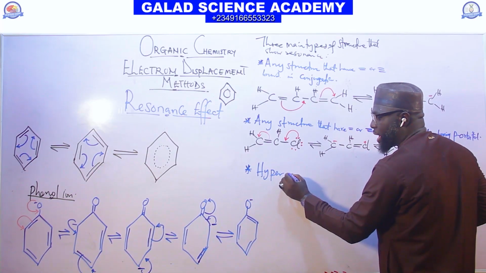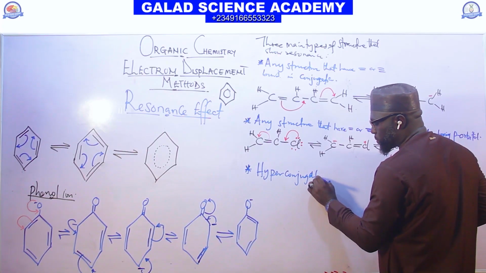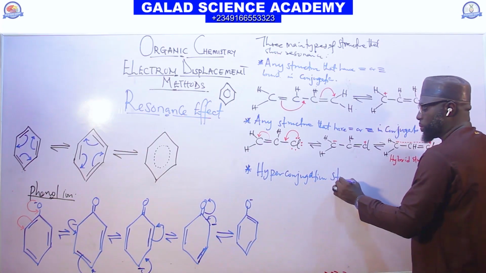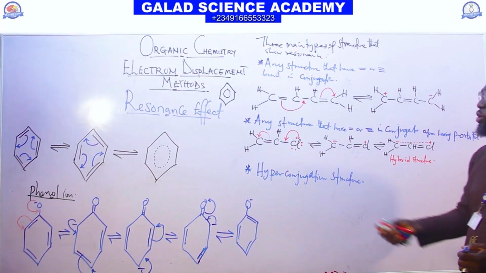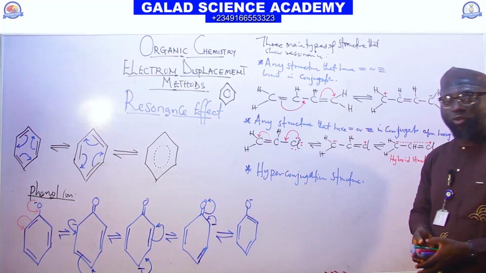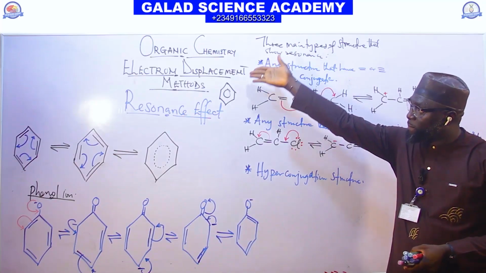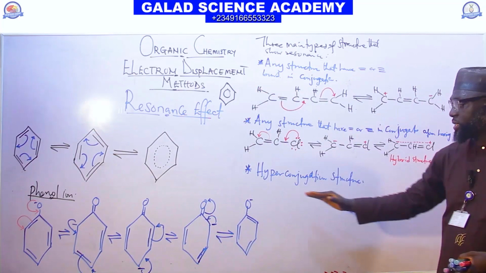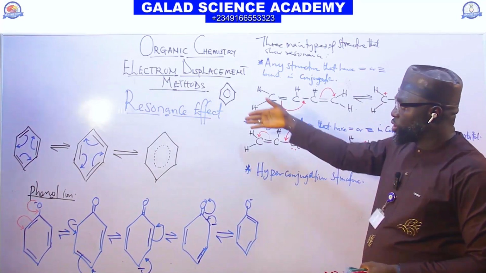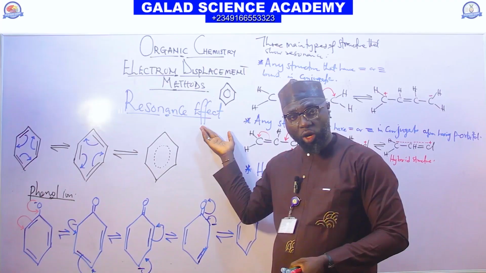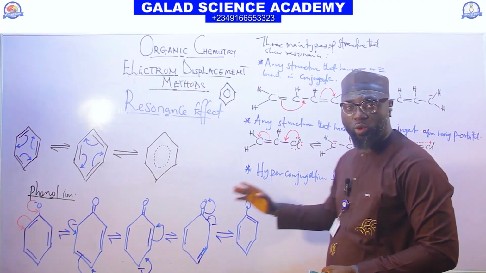The last one under this is the new subtopic, the hyperconjugation structure. Any compound that has a hyperconjugation structure also undergoes resonance. So that is our next electron displacement method. This hyperconjugation structure is also a subtopic under resonance.